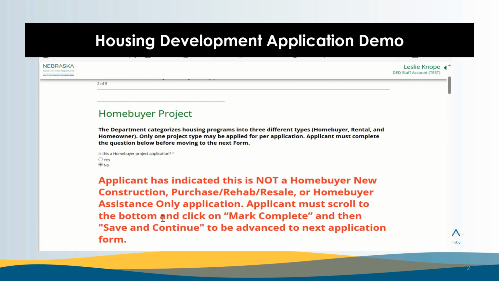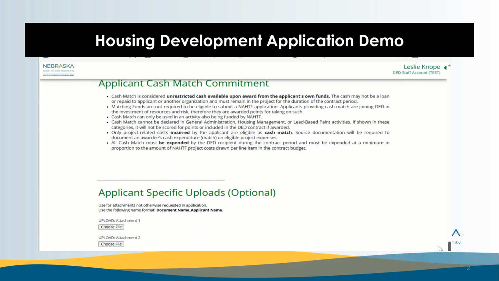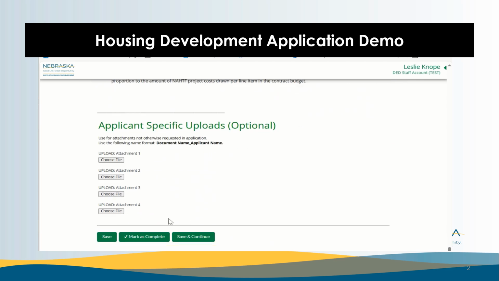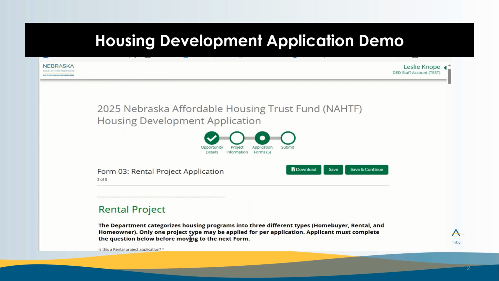Applicant must scroll to the bottom and click on Mark Complete, and then save and continue to be advanced to the next application form. So you will still need to go all the way down to the bottom and mark as complete. Once you mark as complete, it will still stay on that page unless you hit save and continue. Then it will take you to the next form, which is Form 3.